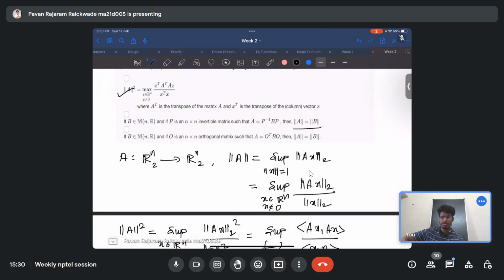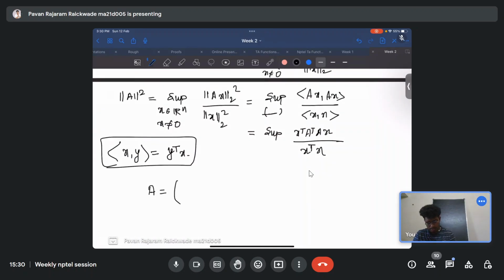You can find an example in R2. It's easy. Find matrices A, B, and P such that A equals P inverse BP, but the norms are not the same. For a hint, you can think of maybe the projection operators, but okay, I'll just give you one hint.